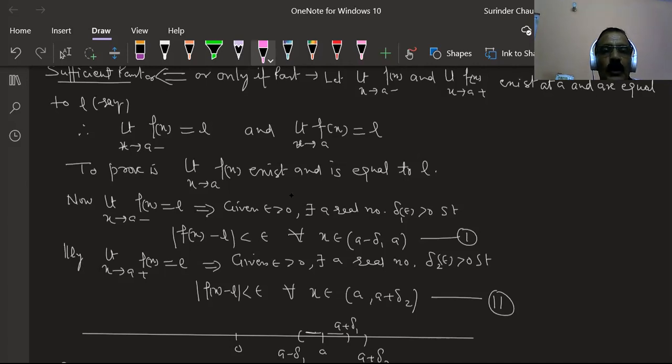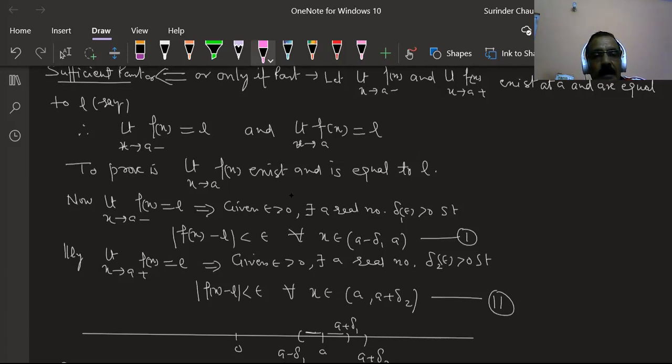As x approaches a from the negative side, f(x) approaches L. This is the definition of the left limit. What will this imply? It implies that given epsilon greater than 0, however small, there is a positive number delta 1 depending on epsilon, greater than 0, such that |f(x) - L| is less than epsilon for all x in the left neighborhood. Now this is the left limit.